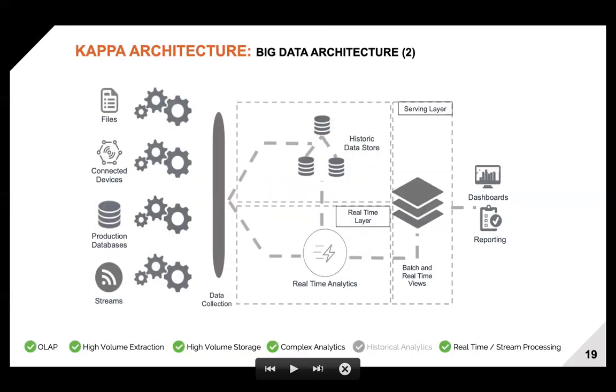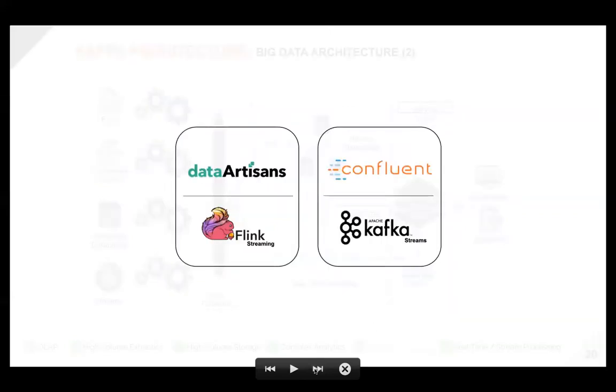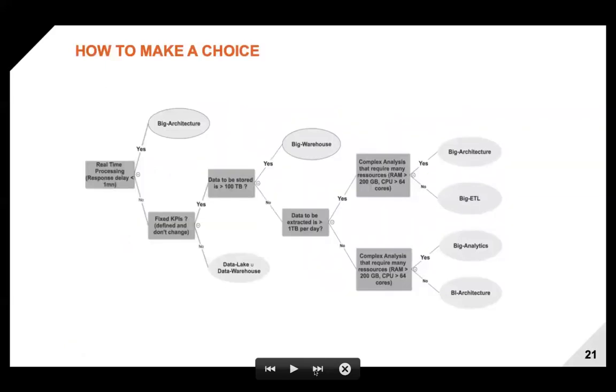We can also find other big data architectures, like the Kappa one, with only a real-time layer without the historical one. And the idea here is to have only real-time and stream processing for the decisional queries. So it's also a very important architecture. And this sort of architecture can be implemented via the data Artisans stack and Apache Flink streaming, or with Apache Kafka also in the Confluent stack.